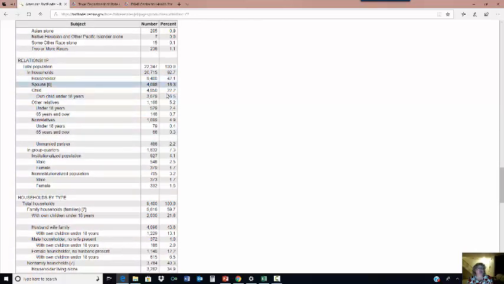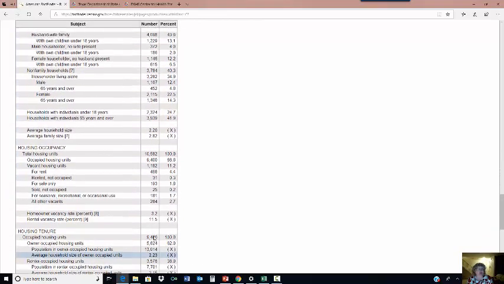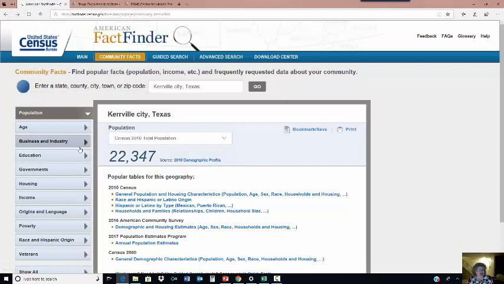And then you look at relationships. Who's in your house? Is it just you? Is it a spouse? Do you have children? Are they relatives? Are they relatives under 18 or over 65? Household types, household occupancy. All of that is right there in one big convenient table.